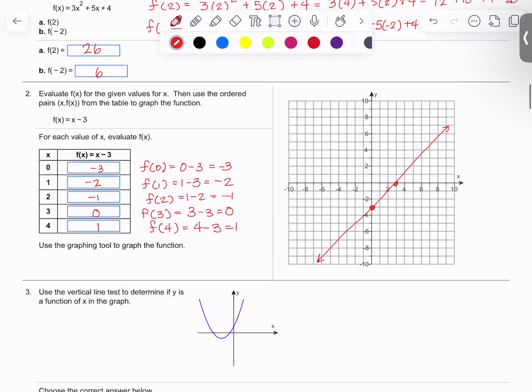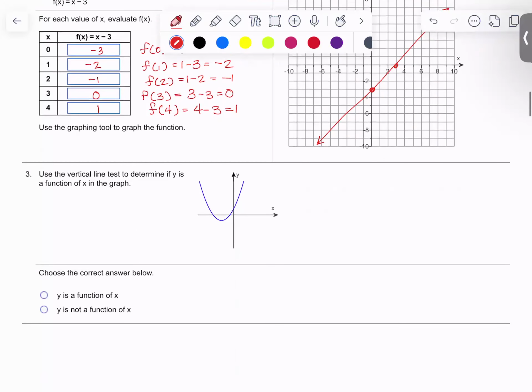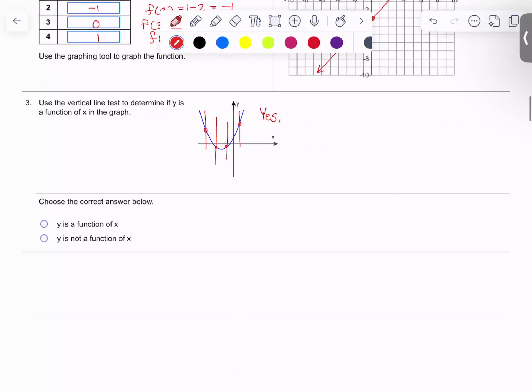All right, problem 3, is that a function? And the answer is yes, it is. It is a function because it passes the vertical line test. I can draw an infinite number of vertical lines through that graph and not hit that graph in more than one place. So yes, it is a function. It passes the vertical line test.